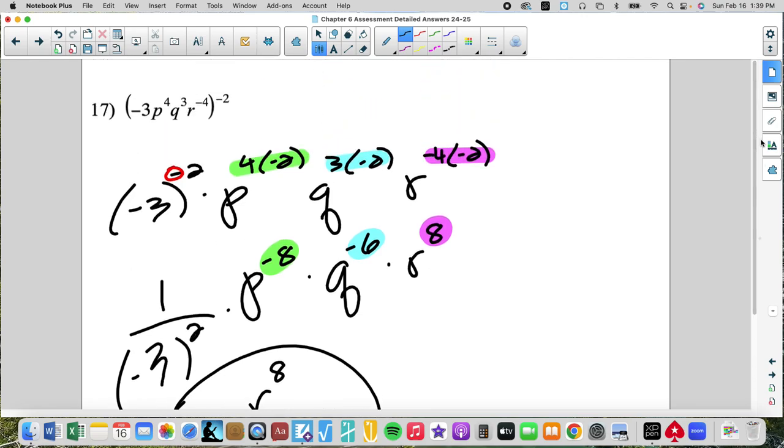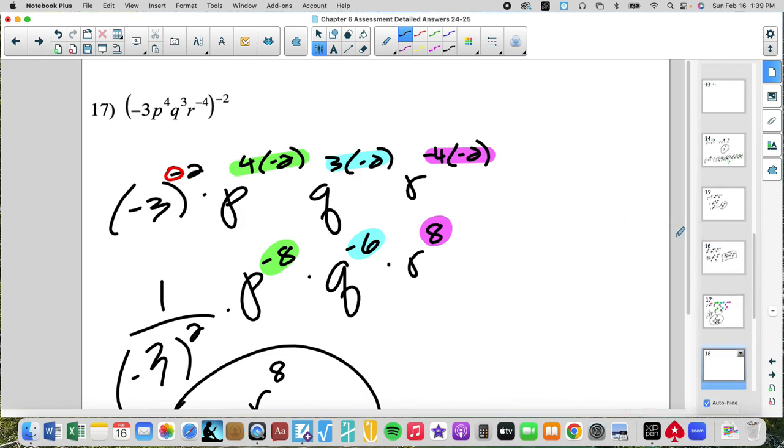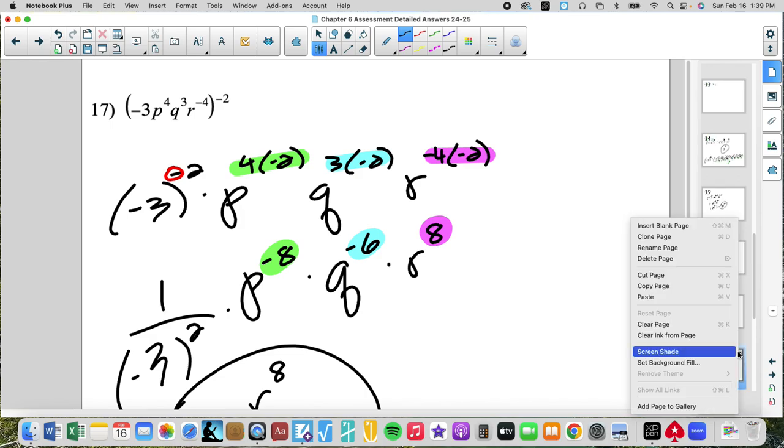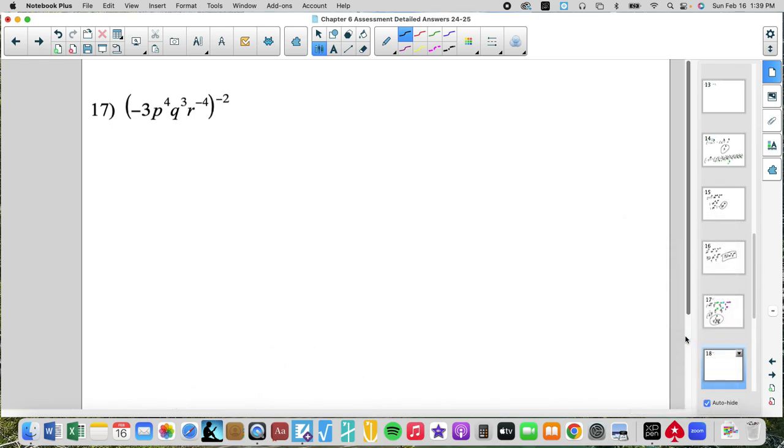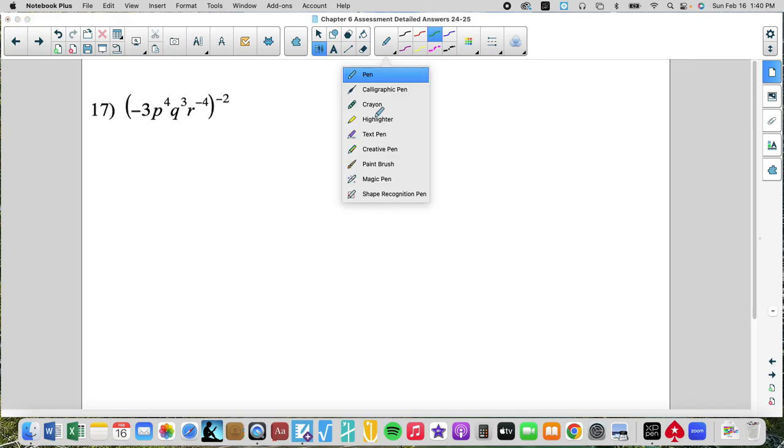Could I have dealt with the -2 first? Sure. I can absolutely do that. Let's show that one. Let's, well, not copy the page. Let's clone the page, sorry. And let's get rid of these. Let's clear the ink. So I could have distributed this -2. Oh no, I could have dealt with the -2. That's what we wanted to do, sorry.